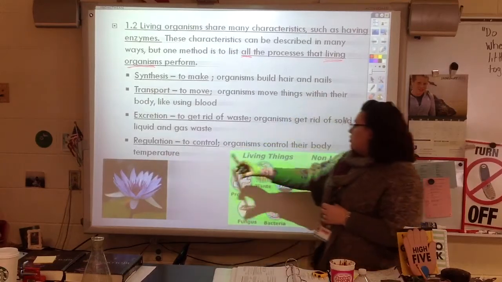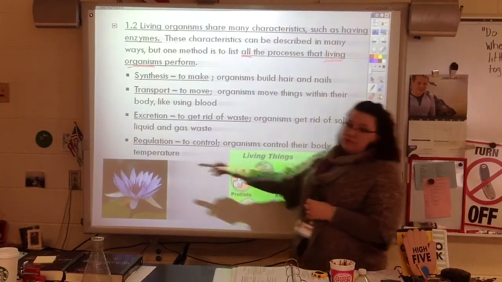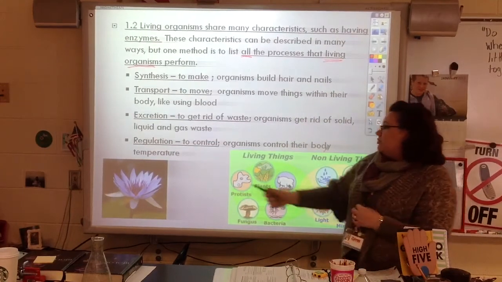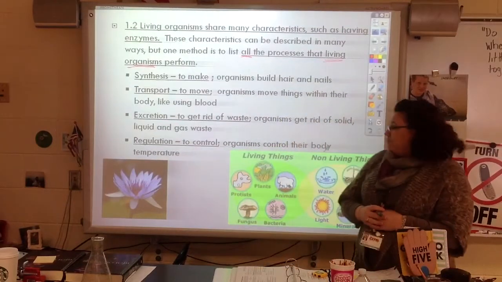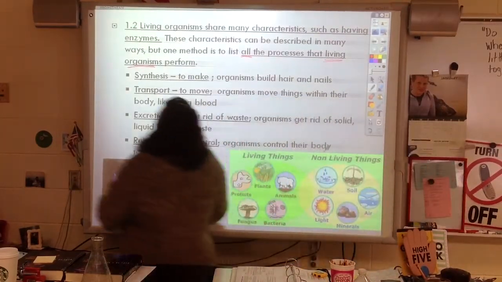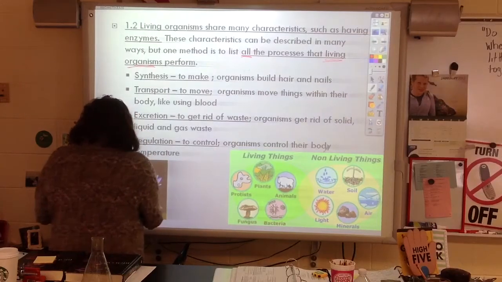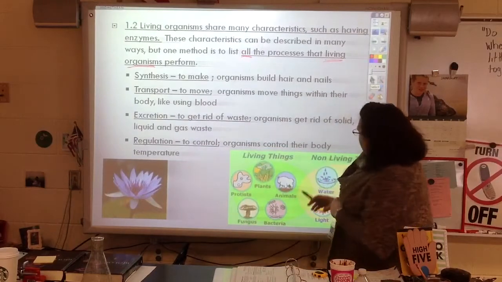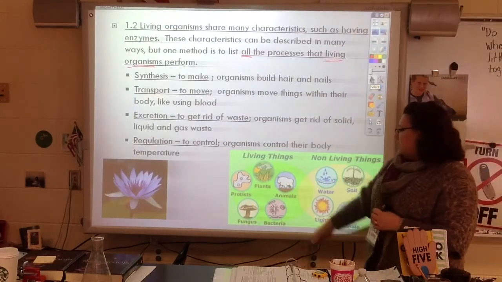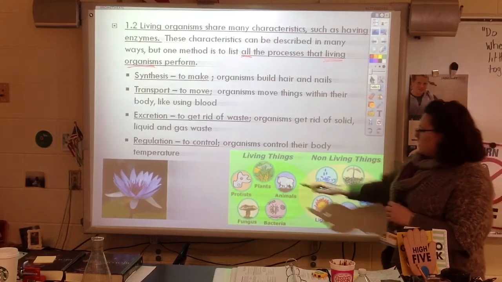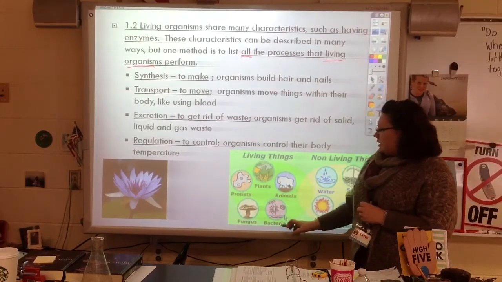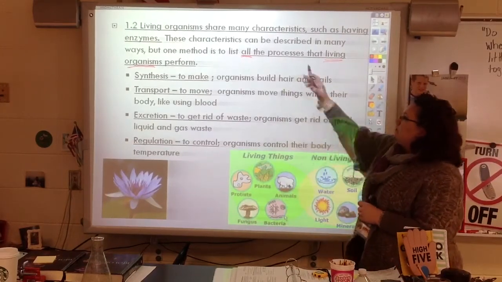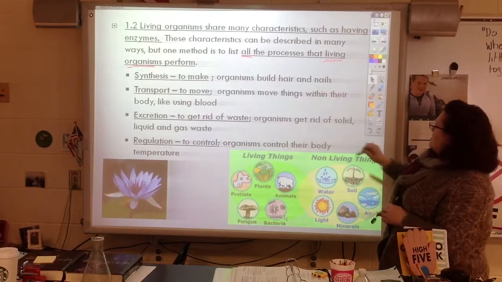Regulation, to control. Organisms control their body temperature. That means we maintain a constant temperature through regulation. This is a picture of living versus non-living things. All of these things, the plants, animals, bacteria, fungus, protists, they all undergo these processes.